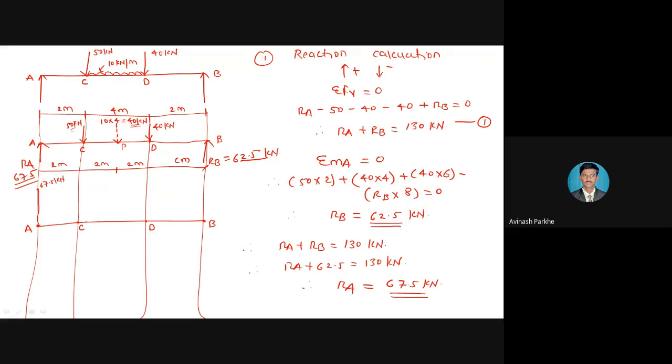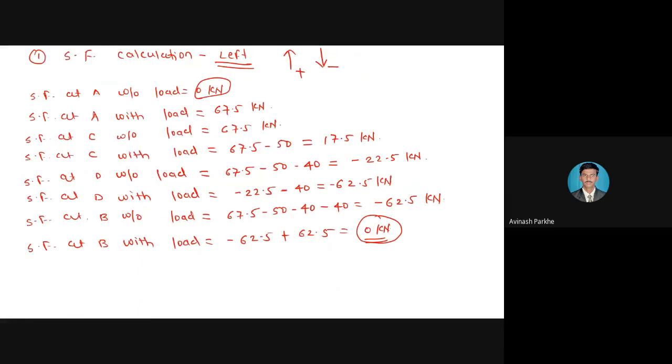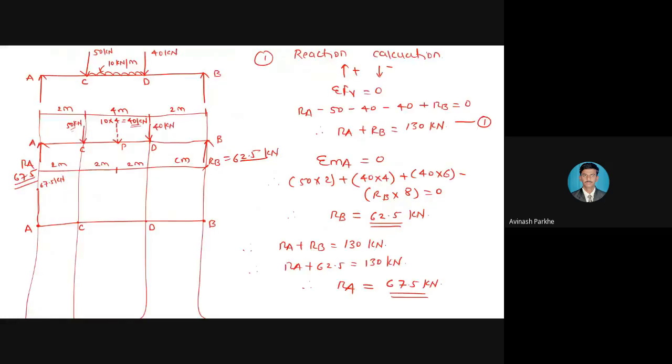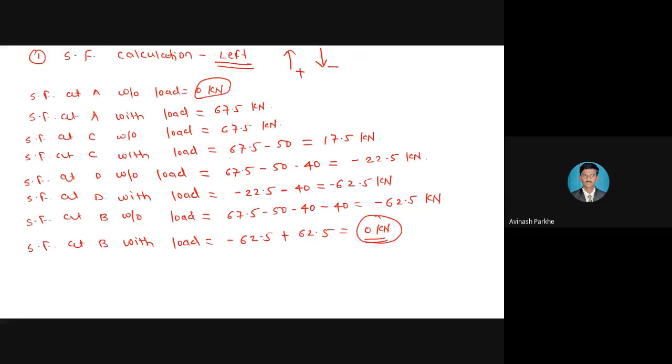Okay. Then shear force at point C. Shear force at point C without load, again 67.5. So I will draw the horizontal line, again 67.5 kilonewton. Shear force at point C with load 17.5.